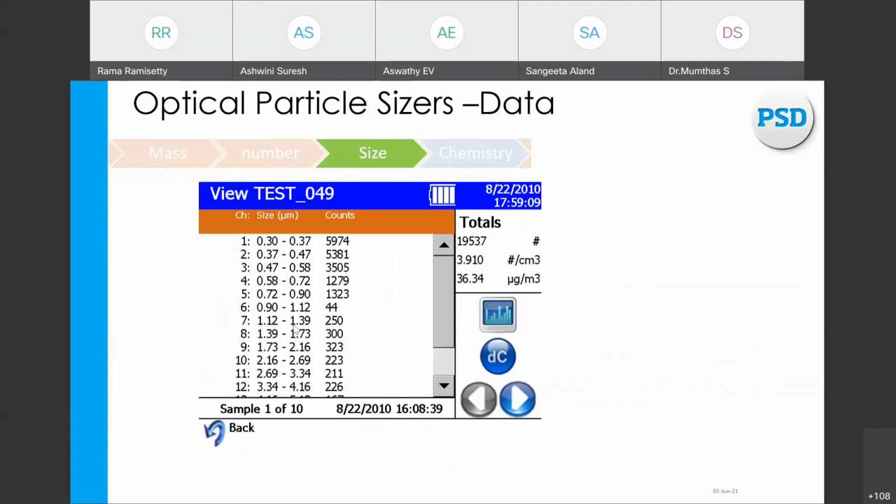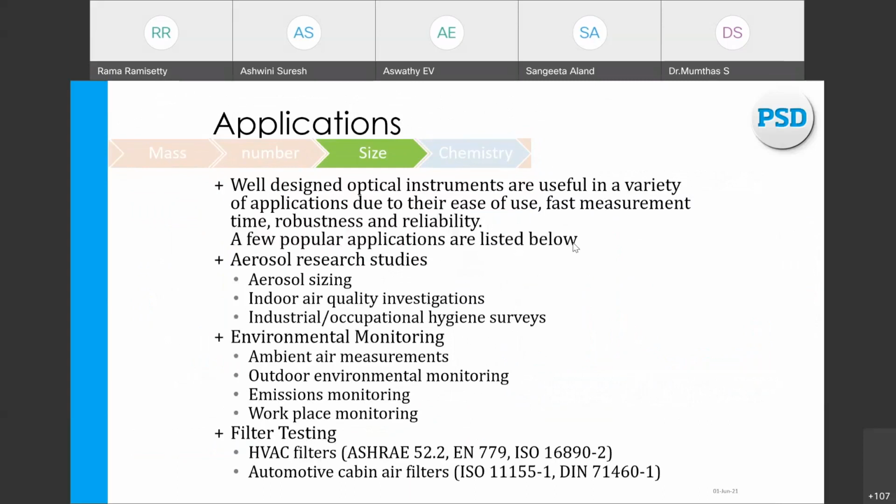It will also give you the data for each and every second in multiple channels. For example, some come with 6 channels, some with 12, or some with 16 channels. So in 16 different size channels, you will get the total number of particles and also the size of these particles. These are very portable equipment, and we can take them wherever we want, and they are very useful for indoor and outdoor air quality studies.